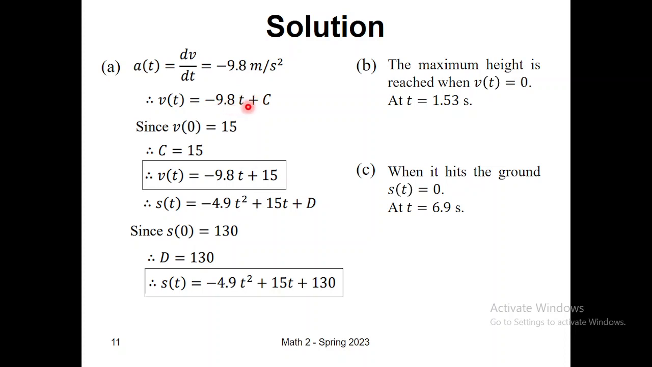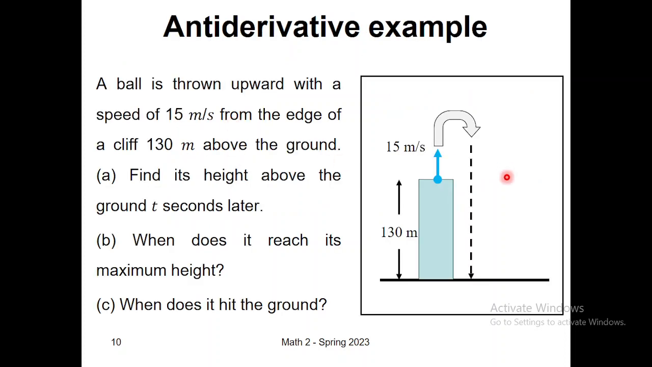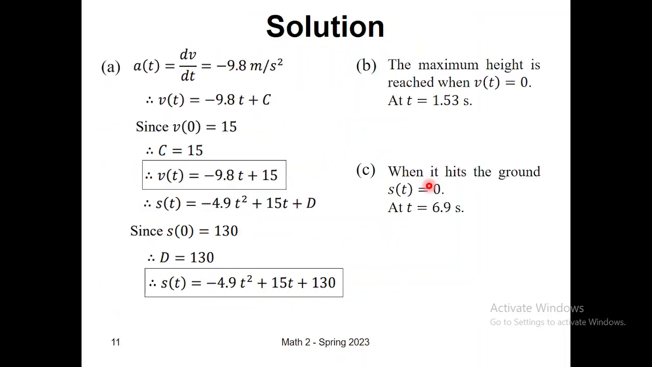But the integration is in general the general antiderivative, so we have to add C here. What is the value of C? We can determine the value of C by applying the initial condition. We know the initial velocity: V of 0 equals 15. So if you substitute t equals 0, you find that C equals 15, and so you have a complete expression of the velocity. Now we can repeat the process to find the height function by integrating this function.